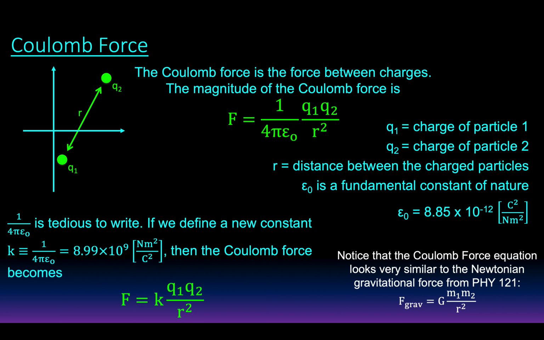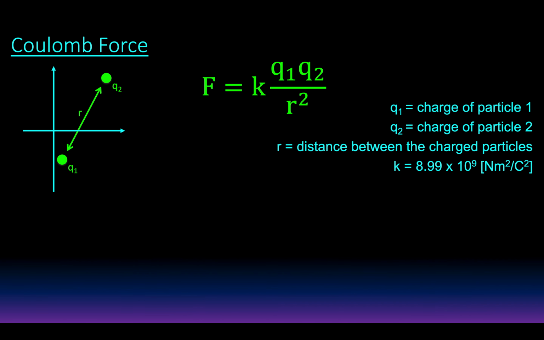And when I introduce this new constant K, the Coulomb force becomes K times Q1 times Q2 divided by r squared. Sometimes you will see that this constant K is referred to as Coulomb's constant. And a lot of the way we think about Coulomb force problems is going to be very similar to the style of thinking we used when we solved gravitational force problems.